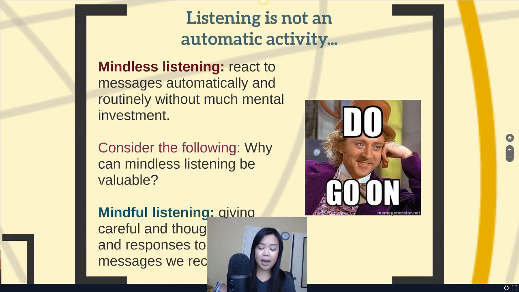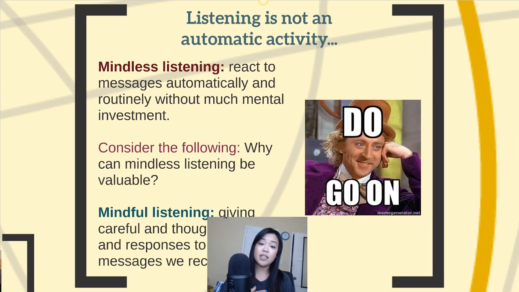So listening is not automatic. We assume that if we hear something, then that means we've listened to it, but that's very rarely the case. We engage in mindless listening, which is when we react to messages automatically without really giving them mental investment. One example is when you go to the store and the clerk behind the counter says, "Hello, how's your day going?" Your automatic response is, "Good, how's yours?" Or, "Good, my day's going good." You have these cookie-cutter responses that you give, because in that moment your mind is just going into cruise control, saying what you normally would say, regardless of whether or not it's accurate or what you're really feeling.